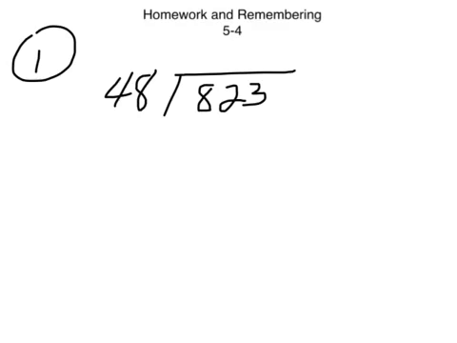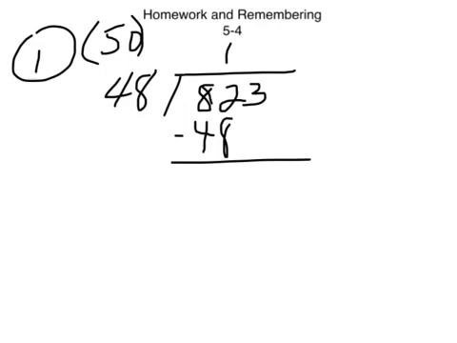And I'm going to estimate 48 to 50, just thinking about it as 50 because it's an easier number to deal with. Now, can 50 or 48 go into 8? No. Can it go into 82? Yes. And either one of these numbers can go into 82 once. So 1 times 48 gives us 48. We'll write that right underneath, and now we subtract.